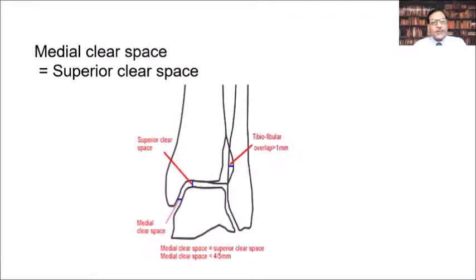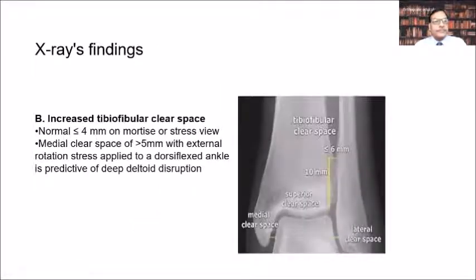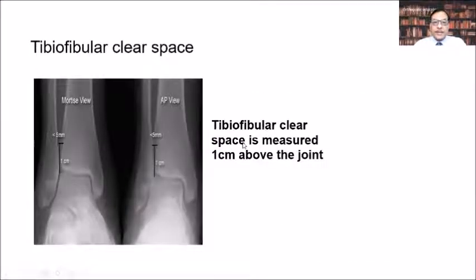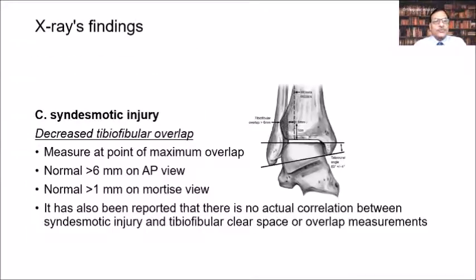Superior space is usually same as medial clear space, so both should be equal. And increased tibiofibular clear space. So the tibiofibular clear space is to be seen. The tibiofibular clear space 1 centimeter above the joint is roughly 5 millimeter, or similar on both sides. We'll see the syndesmotic injury.